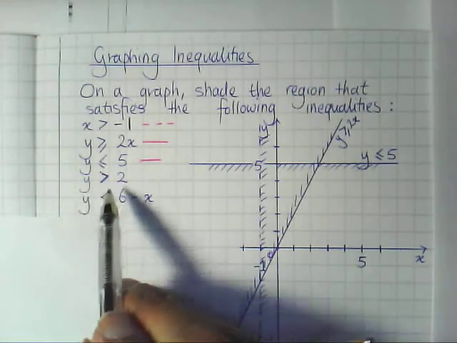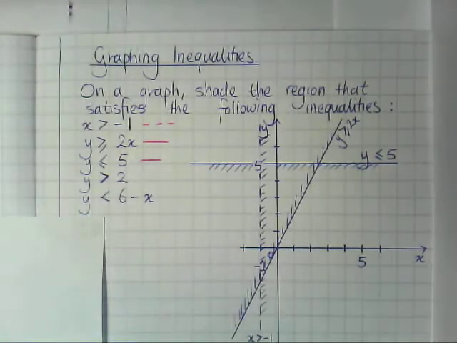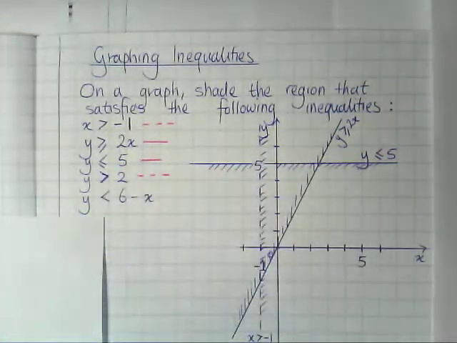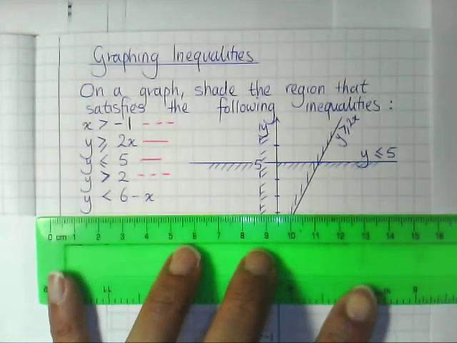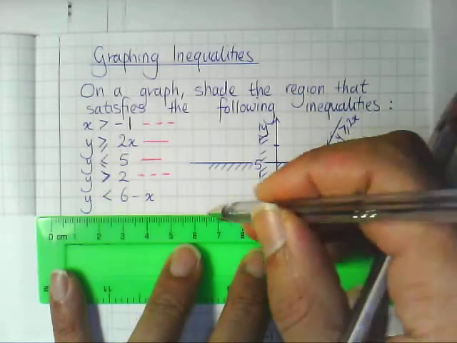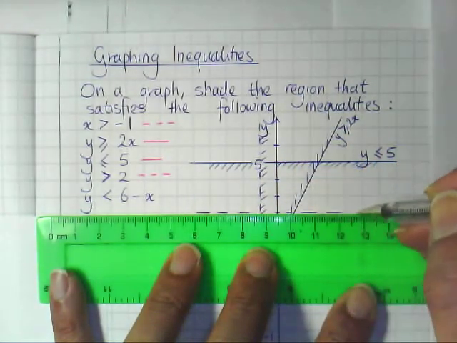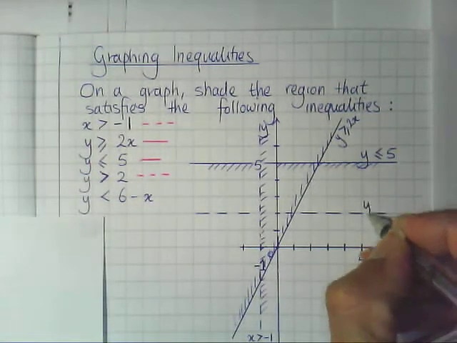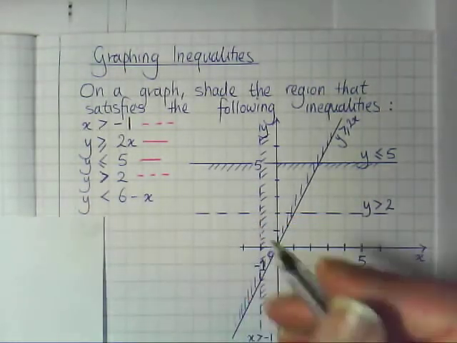Now for the fourth inequality, y is greater than 2. So this is going to be a dashed line. There's no equals there. So we go to 2 and we draw a horizontal line, and we know it's going to be dashed. And we know it's greater than, so we shade above the line.